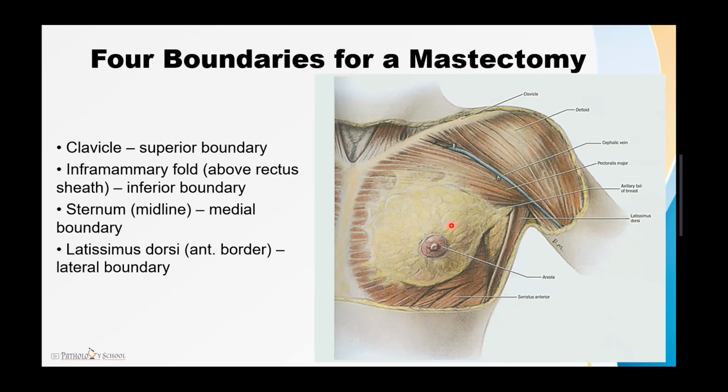Then we are also supposed to know the four boundaries of mastectomy, which is important for the surgeon during resection of the specimen in cases of breast carcinoma. The superior border is the clavicle. The inferior boundary is the inframammary fold. The sternum midline is the medial boundary, and the anterior border of the latissimus dorsi is the lateral boundary.